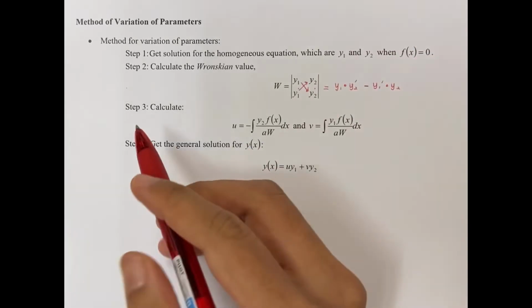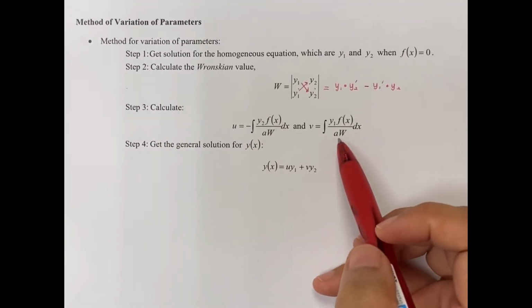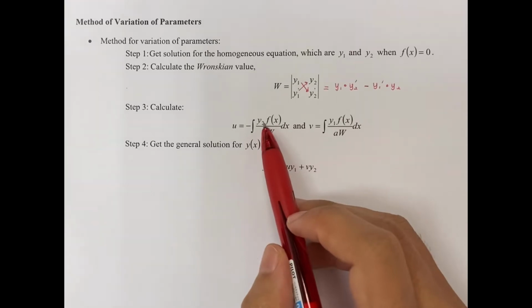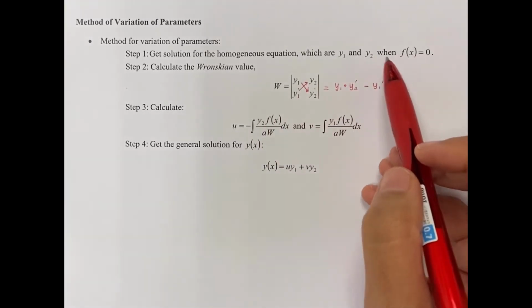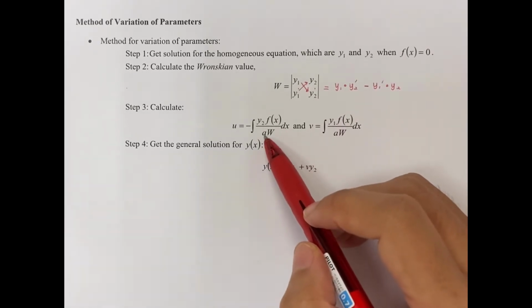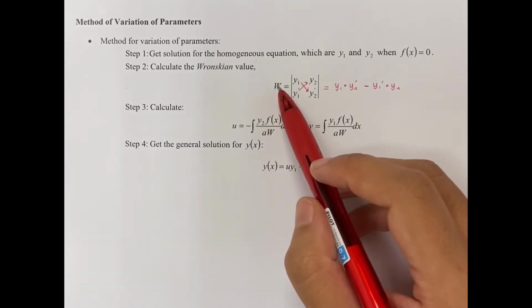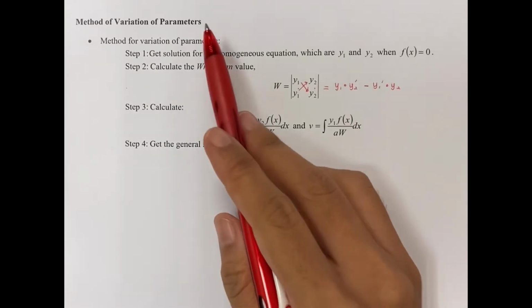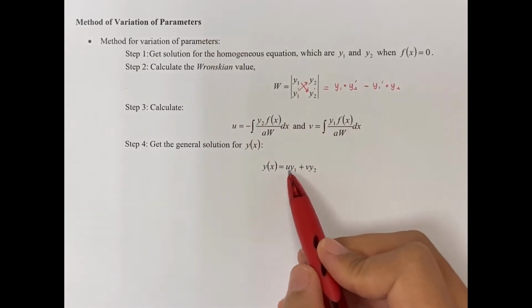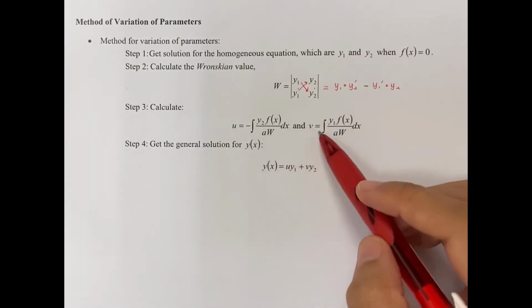The third step is to calculate u and v. This is the formula to find your u and v. y2 is from step 1, and f(x) you know. A is the coefficient of d squared y over dx squared, and W is the Wronskian's value. And the last step, the general solution using variation of parameters, is y(x) equal to u y1 plus v y2.